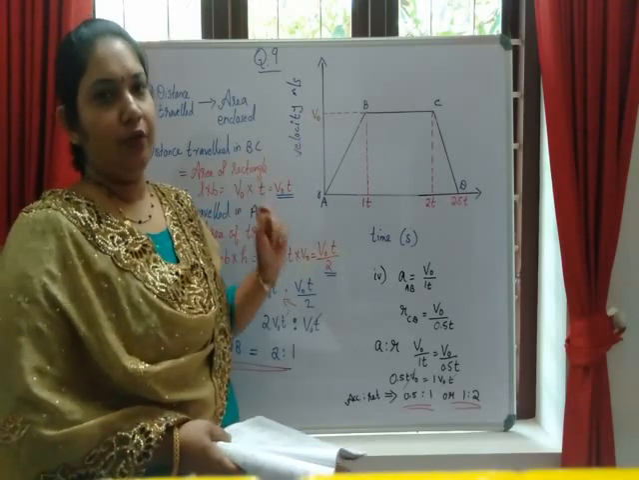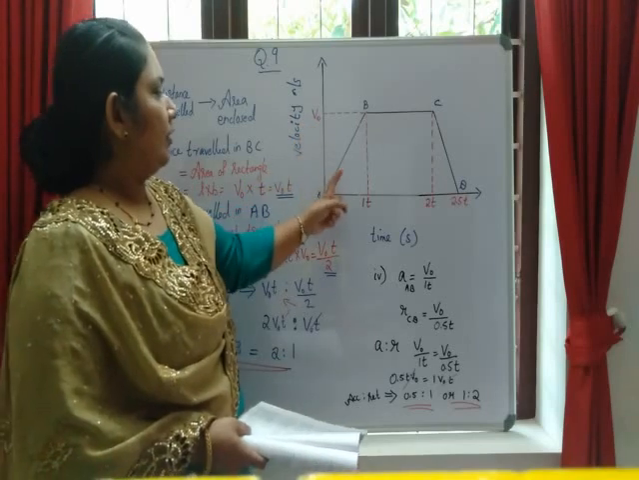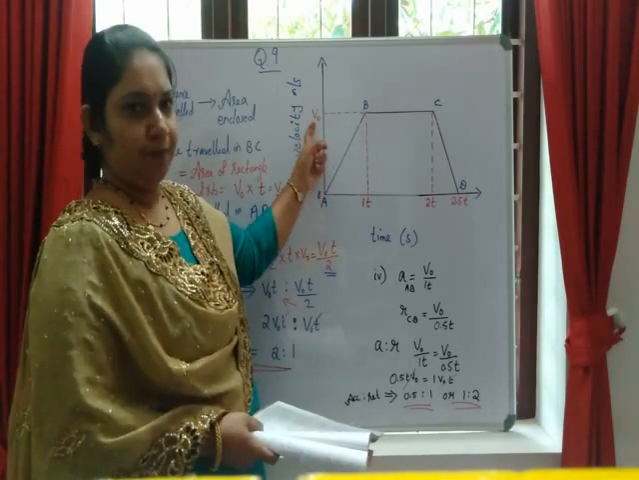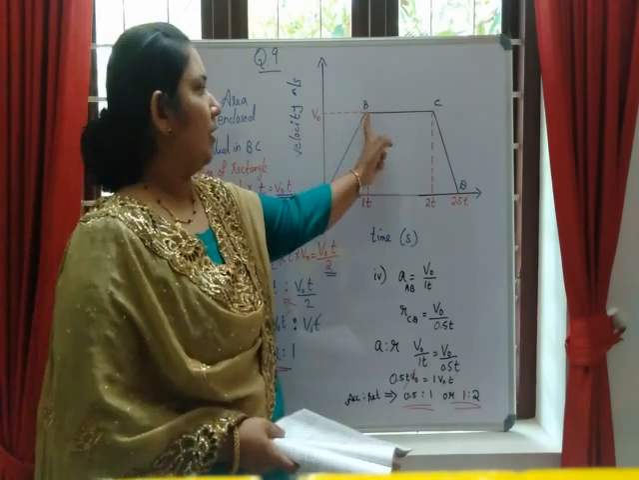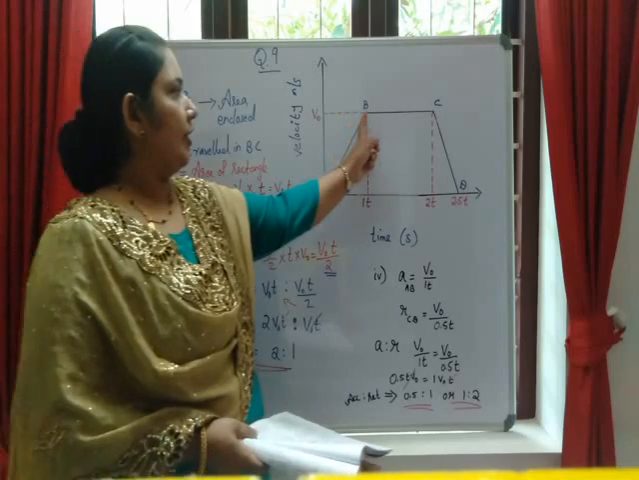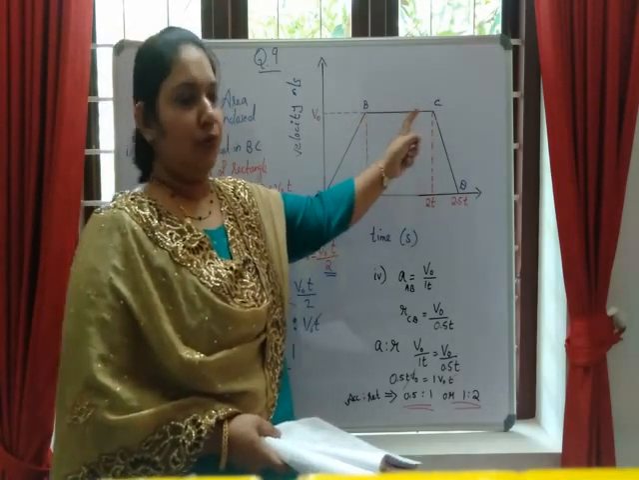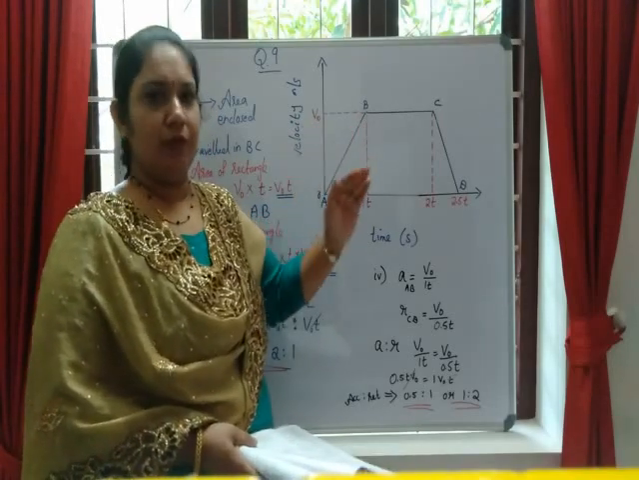Here they are not giving any numerical values, just giving the alphabets. So the final velocity is V0. Once it reaches the maximum velocity, you can see the part BC. What do you understand by part BC? Is there any change in velocity? No. The body is continuously going with the same velocity.